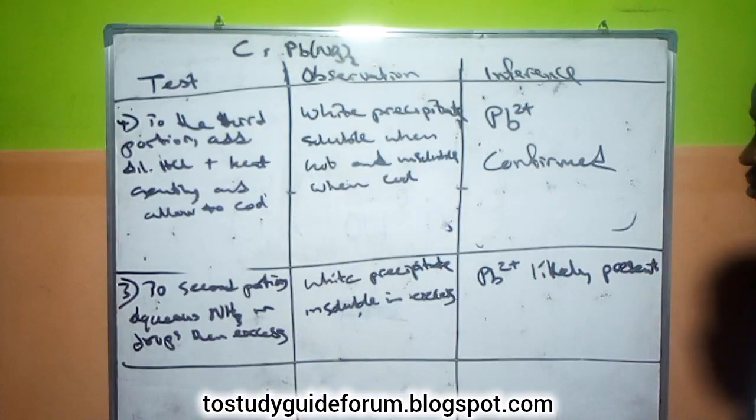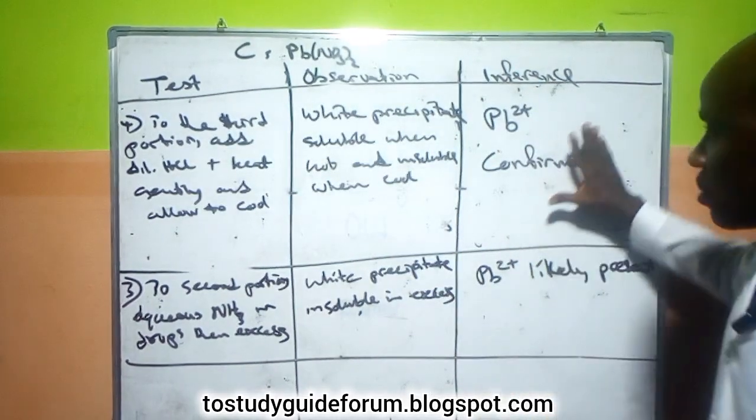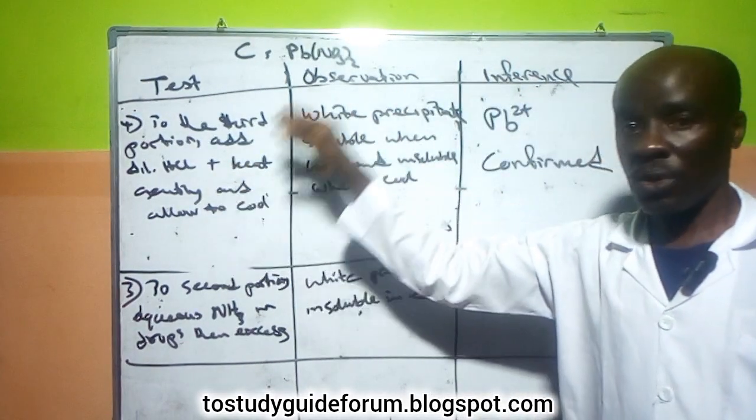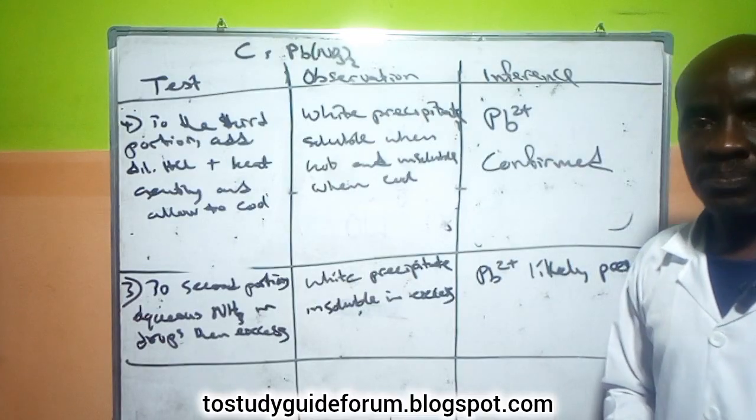Confirmed. That is what we have. The Pb2+ ion is confirmed, and we'll be able to get this one confirmed. That's what we have, because lead chloride is always a white precipitate.